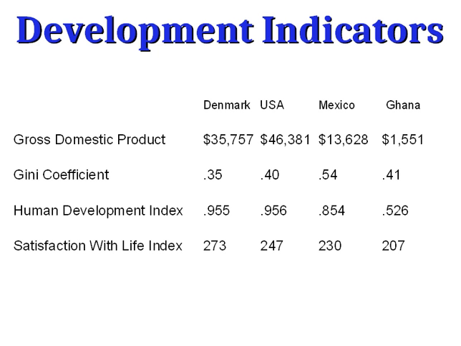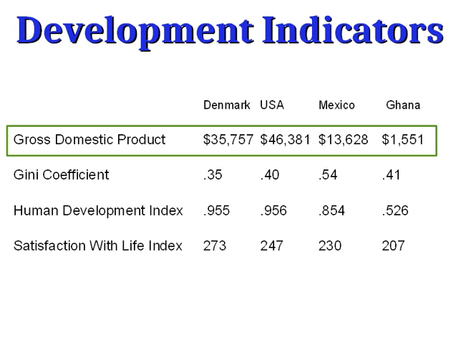In order to study development, we need to be able to measure it in some way. We need some sort of indicator to show us how developed a particular location is. And there are several different development indicators out there, depending on what aspect of development we want to focus on. So what we see here is a chart showing these development indicators for 4 representative countries: Denmark, the United States, Mexico, and Ghana.